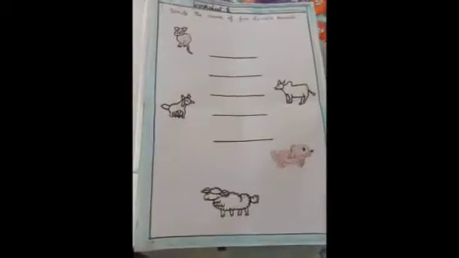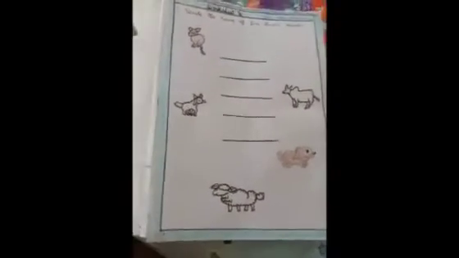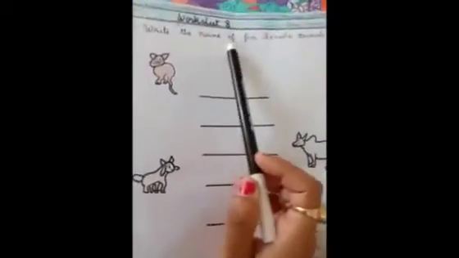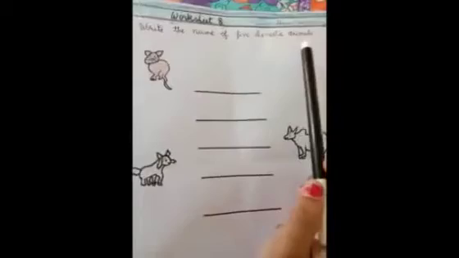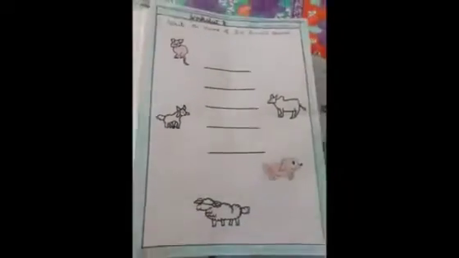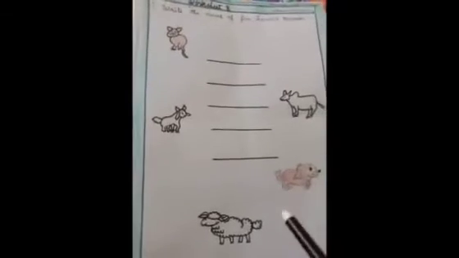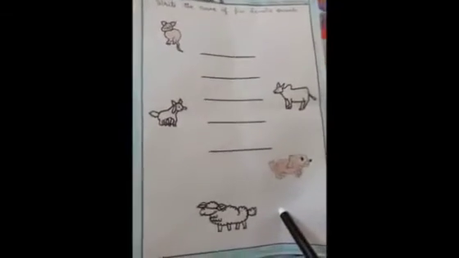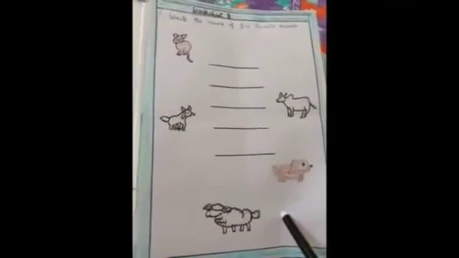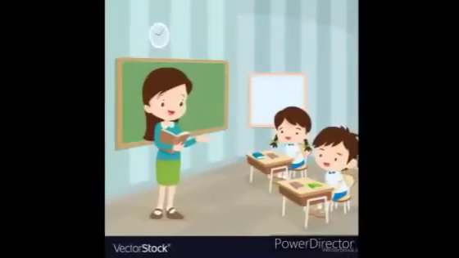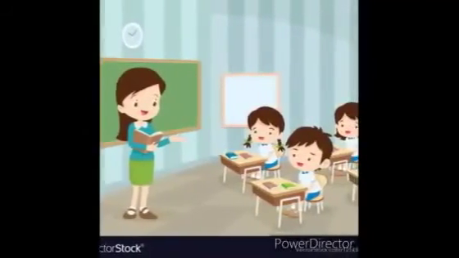Children, I prepared one homework worksheet for you. Worksheet 8, okay? See here. Write the name of five domestic animals. Now, you can write the name of five domestic animals. Isn't it? So, this will be your homework. Alright, complete this homework at your home. Children, please complete your homework at your home.